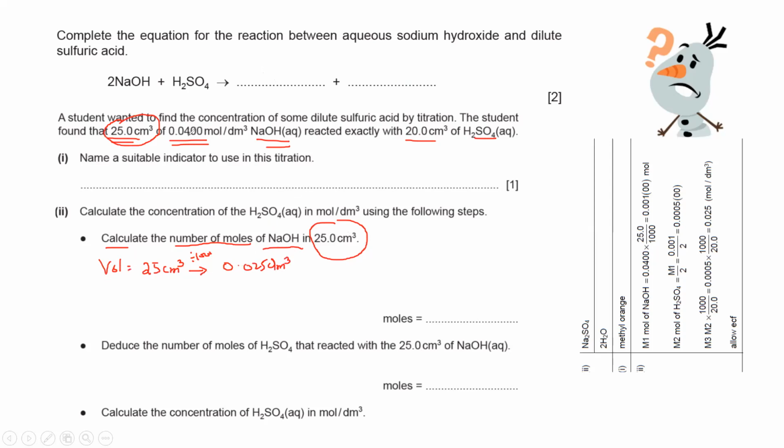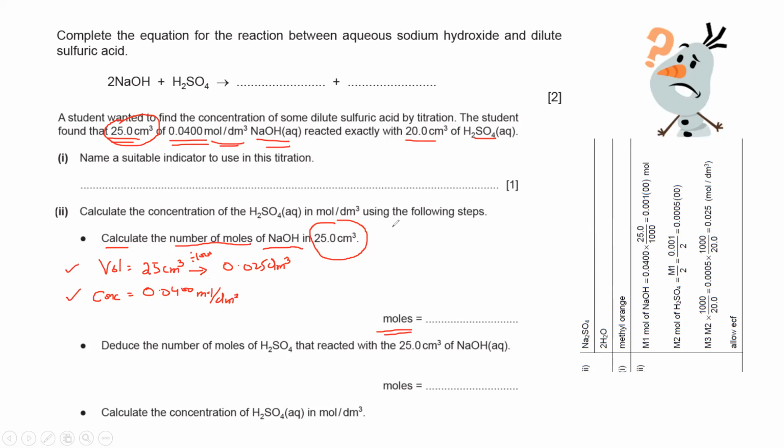And what about the concentration of sodium hydroxide given in the question? It is having a concentration of 0.0400 mole per dm cube. So this is the concentration. So the concentration, I am writing CONC, which is equal to 0.0400 mole per dm cube. So in the question, we have the volume of sodium hydroxide and we have the concentration of sodium hydroxide. So what we can do to get the moles?